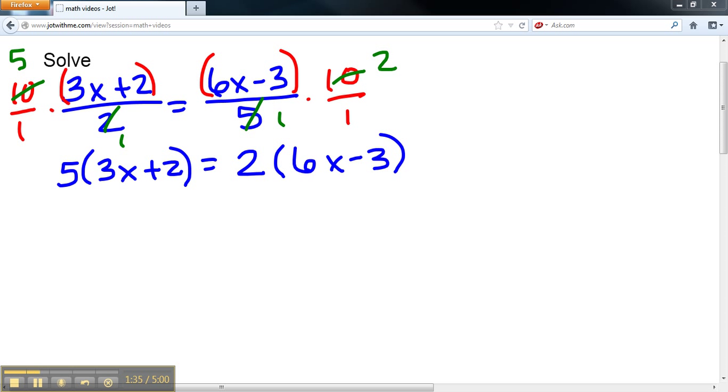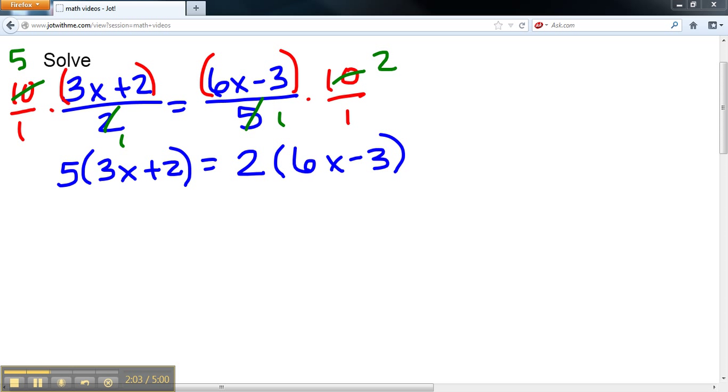Now you may wonder why I wrote the 2 first. Multiplication is commutative, which means 6x minus 3 is one thing being multiplied, and 2 is the other thing being multiplied. I can change the order that I write them. That's the commutative property of multiplication. And it just makes it easier. It looks like we're used to having it look.